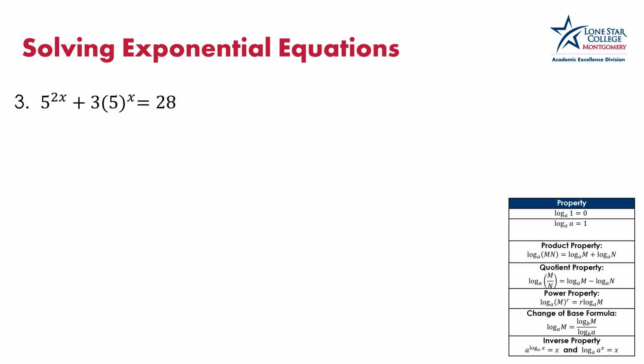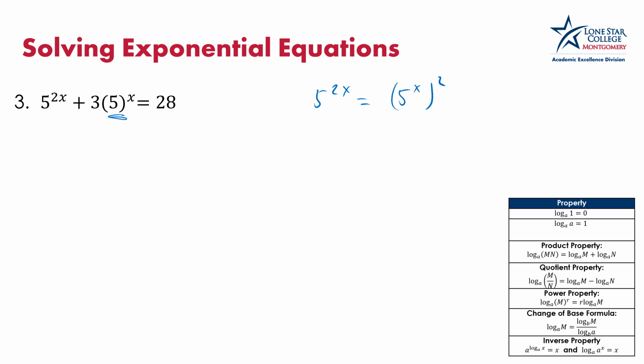But what we can do is think about rules for exponents, because 5 to the 2x can actually be rewritten by using the power rule of exponents as 5 to the x raised to the second power, because when you have a power raised to a power, you're actually multiplying them. So x times 2 gets us 2x. So that 5 to the x is important because that is what shows up right here on that second term.